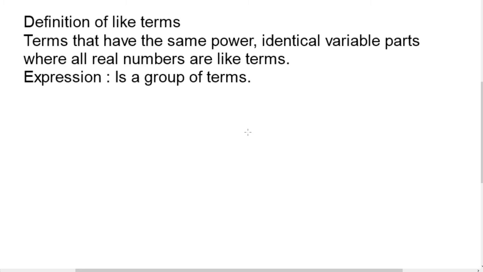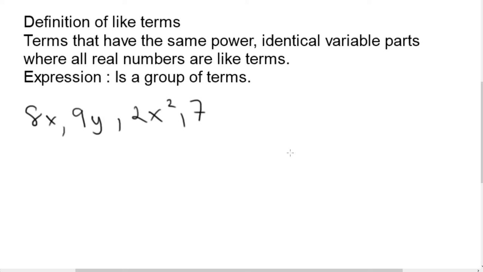But the definition of like terms: terms that have the same power and identical variable parts, and all real numbers are like terms. And an expression is a group of terms without an equal sign. That's important. Once you put an equal sign, then you have an equation.